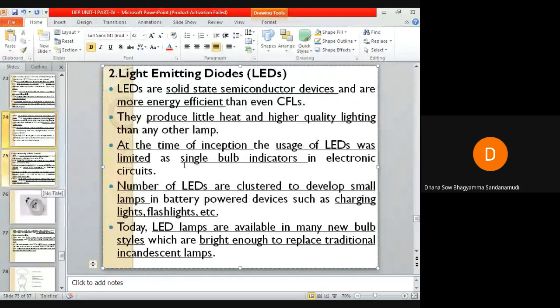That is, the next energy efficient lamp is the light emitting diode lamp.